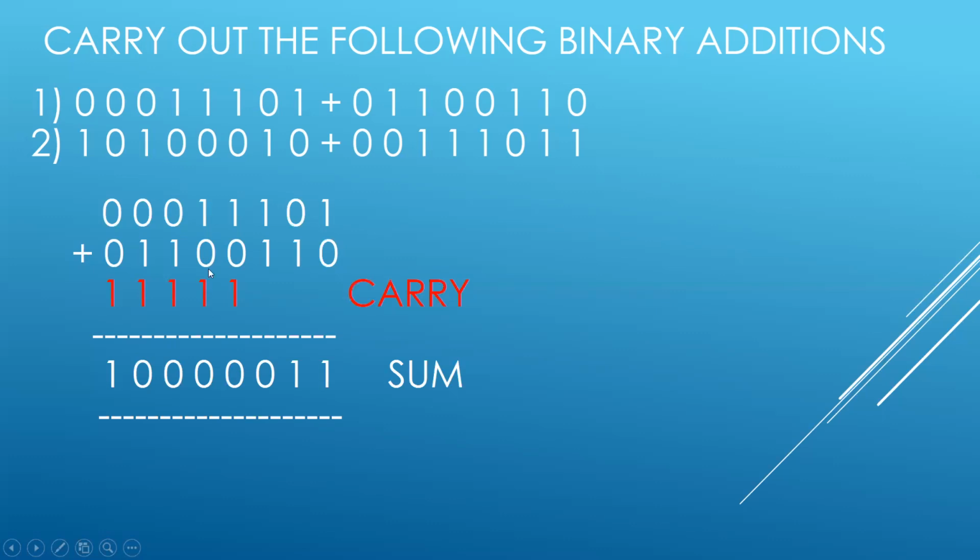Then 1 plus 0 plus 1 is going to be 0 with a carry of 1. Then 1 plus 1 plus 0 will be 0 with a carry of 1. 1 plus 1 plus 0 will be 0 with a carry of 1. And 1 plus 0 plus 0 will be a 1 here. So this is your answer for question number 1. I hope that all of us have got the same answer, isn't it? Yes or no?